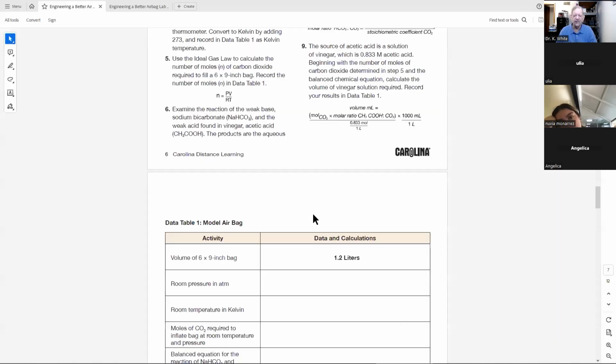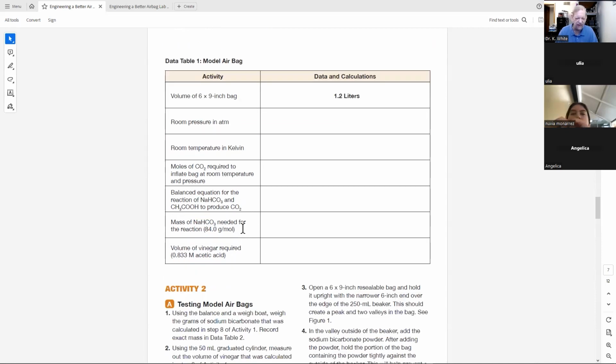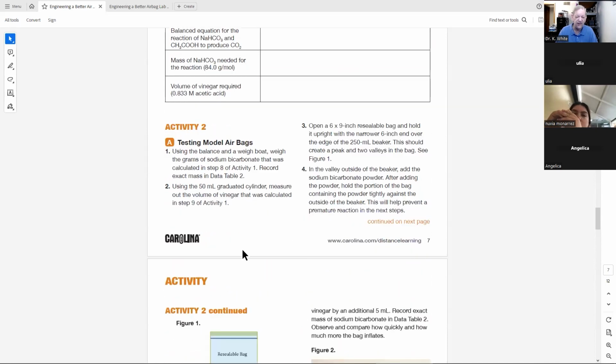So I've gone through these calculations. For the first experiment, you need to find room temperature in atmospheres, look up weather underground, convert it. You need the room temperature in Kelvin. Moles of CO2, I've given you the balanced chemical equation. Grams of sodium bicarbonate, you either go back to my help sheet, and the volume of acetic acid or vinegar needed. Here's what you're going to do.